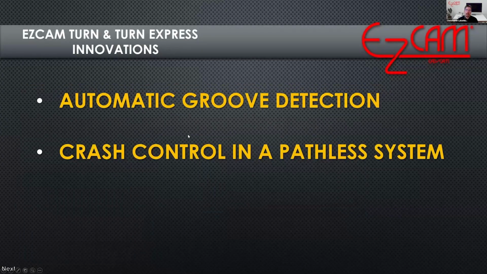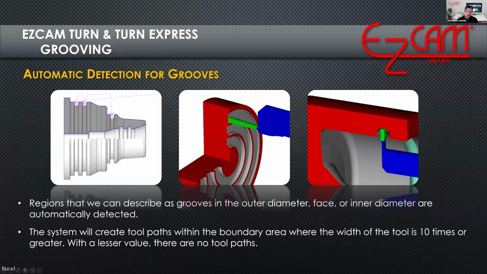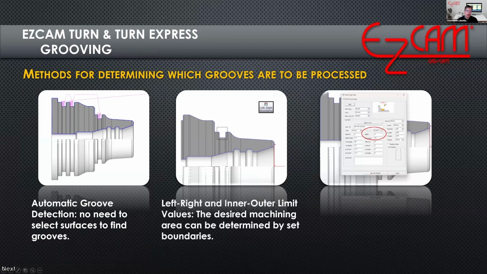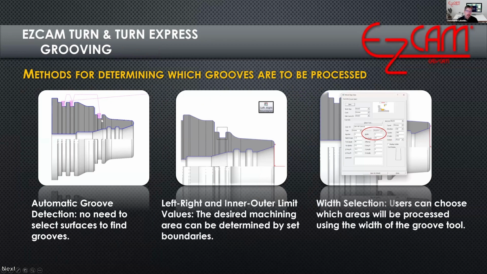We have automatic groove detection and crash control. As you can see over here on the left, we are picking up on all of the grooves. Regions that can be described as grooves in the outer diameter, the face, or the inner diameter are automatically detected. Now, as I said, we are cutting all of the grooves. EZCAM automatically detects them because it's an external grooving tool. Over here, we have our boundaries where we'll machine one slot, and that's all based on the tool width.